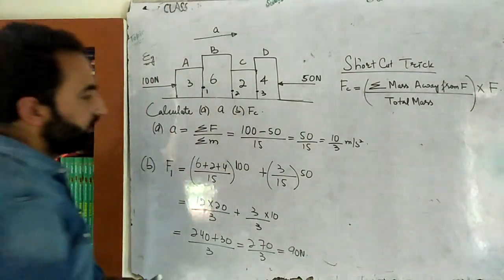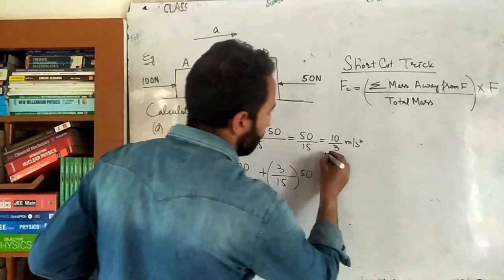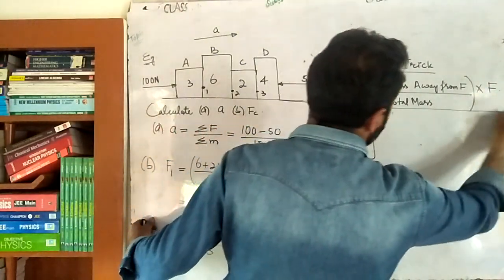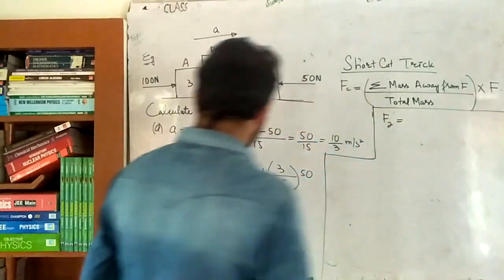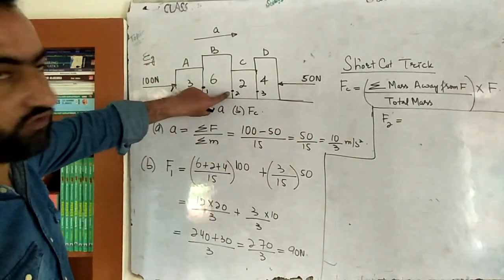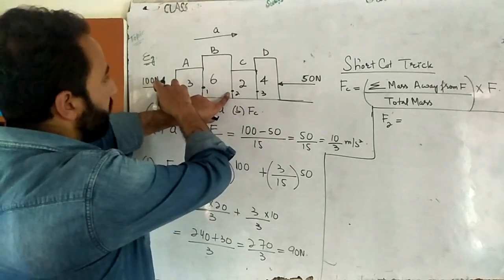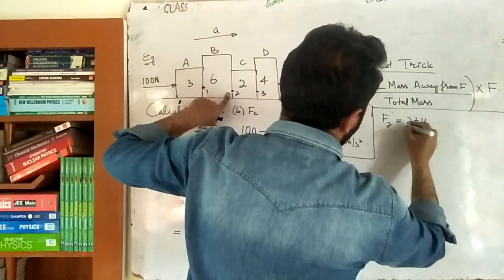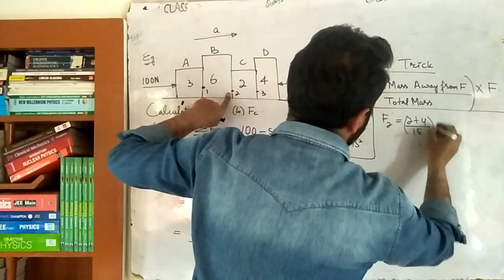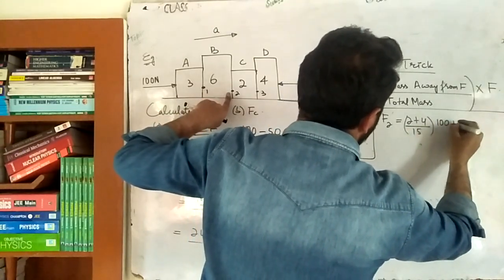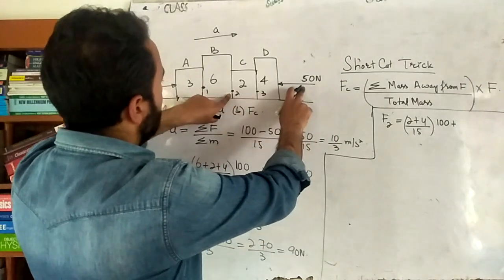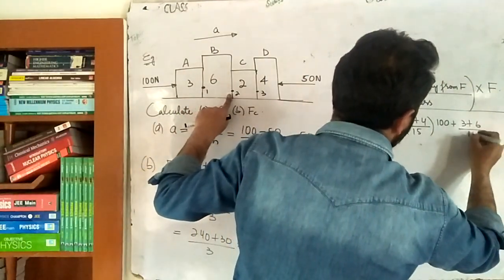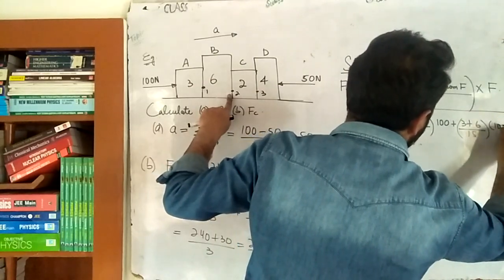Okay? Now let's calculate the contact force at point 2. So here I will write down F2, the force at this very point. Again, with respect to 100 Newton, first of all the mass away is 2 plus 4, divided by the total mass 15, multiplied by the external force 100. Plus, with respect to 50, the mass away is 3 plus 6, so 3 plus 6 divided by the total 15 multiplied by 50.